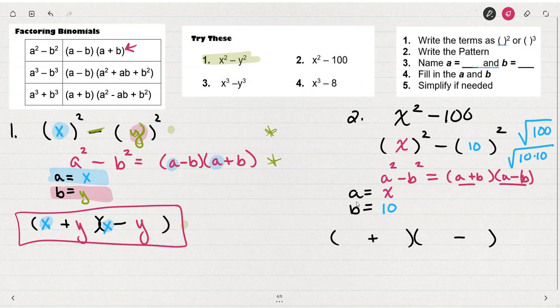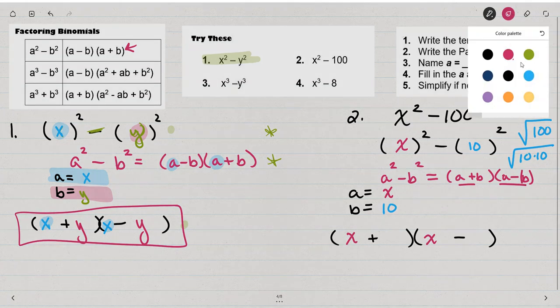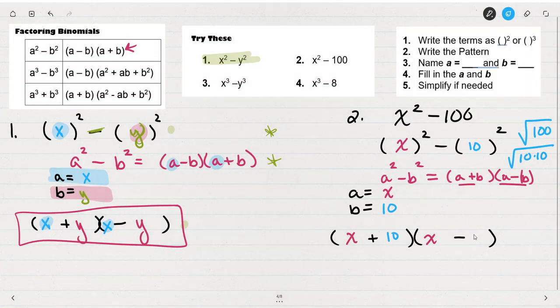Then I've already written out that a is x and b is 10 in this pattern. So now in this pattern, I'm going to replace the a with x and replace the b with 10, and that's it. X squared minus 100 factors as x plus 10, x minus 10.